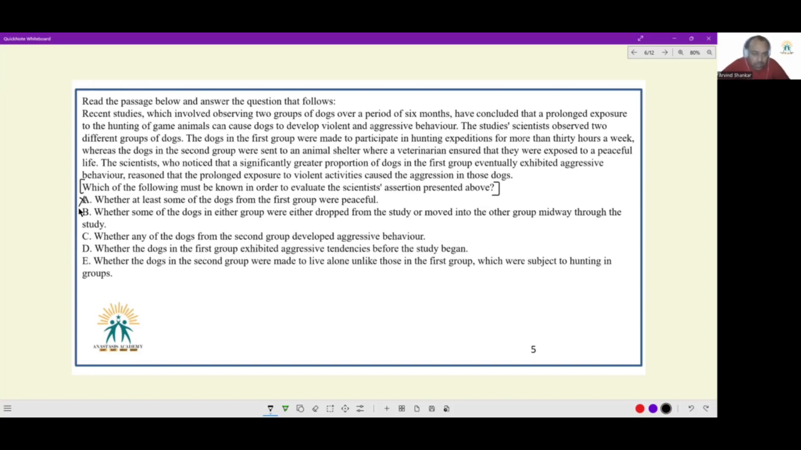Between B and C, whether any of the dogs from the second group developed aggressive behavior. Again, this is very much like A. Even if, let's say, 10 out of 30 dogs in the second group developed aggressive behavior, that does not impact the assertion made by the scientists. Scientists noticed a significantly greater proportion of dogs in the first group eventually exhibited aggressive behavior. So if 10 dogs from the second group became aggressive and 28 dogs from the first group became aggressive, their assertion stands.